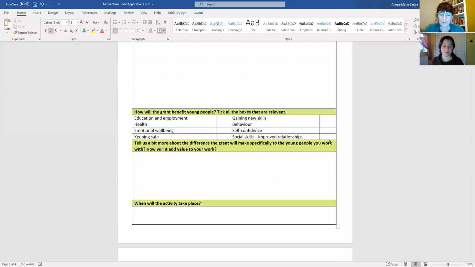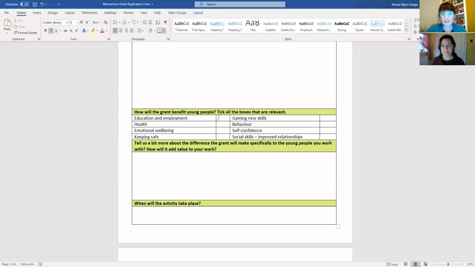So it could be that you're applying for an activity grant to do a trip out to the beach, like I said earlier, and you might not immediately think that going to the beach is going to improve people's emotional well-being. But actually having a day that they can look forward to, a fun day out with their friends from the youth club, could have a really big impact on their emotional well-being. It might not be the obvious benefit, but it's going to have a knock-on effect, isn't it?